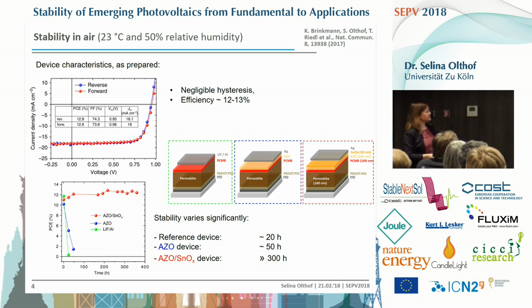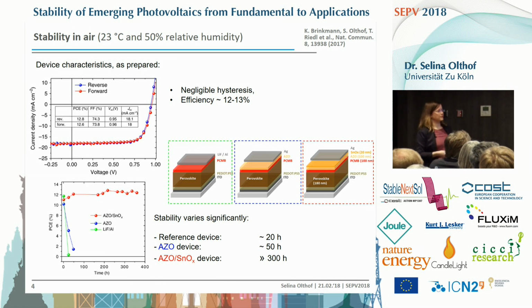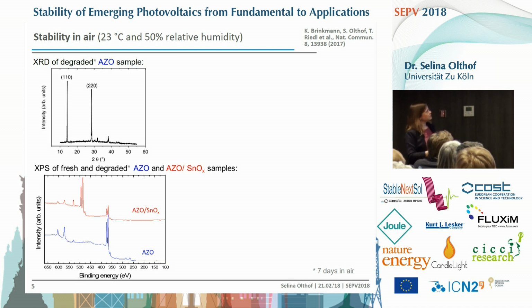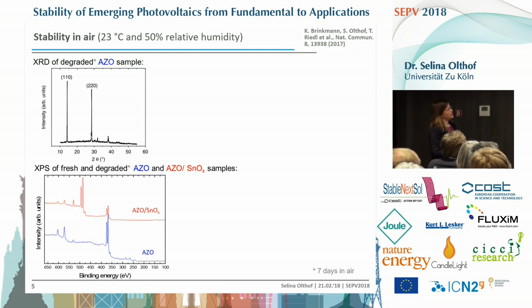And so we wanted to investigate what's going on for the azo film and what is better in this case of this double layer. And to look at how the degradation could be happening, we looked at XRD. What you see up here is an XRD measurement of the degraded azo-containing device, right? The one that died very quickly. And this is a measurement done after 7 days of storage in air.